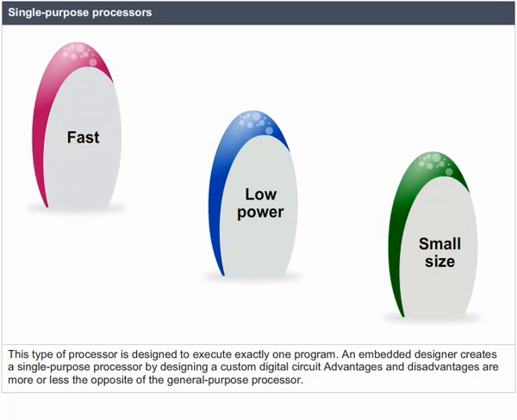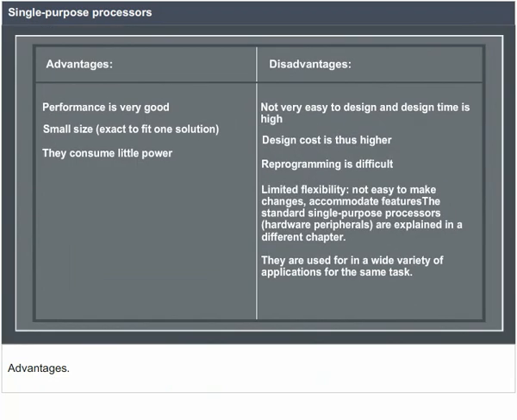Advantages and disadvantages are more or less the opposite of the general purpose processor. Advantages: performance is very good, small size, exact fit to one solution, and they consume little power. Disadvantages: not very easy to design and design time is high, design cost is thus higher, reprogramming is difficult. Limited flexibility, not easy to make changes or accommodate features. The standard single purpose processors, hardware peripherals, are explained in a different chapter. They are used in a wide variety of applications for the same task.